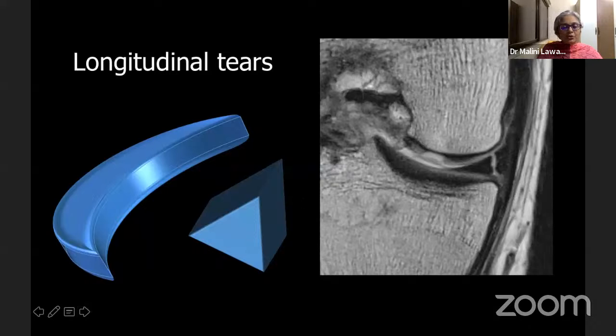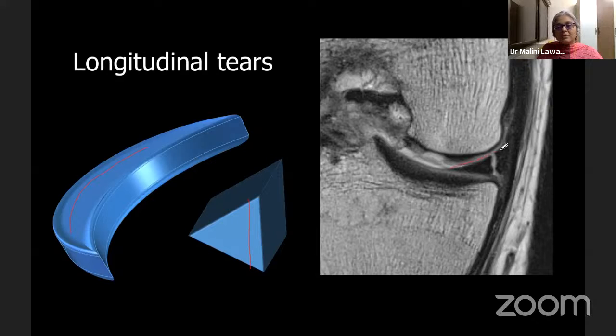Next, coming to longitudinal tears. How do longitudinal tears look? They are in the peripheral third of the meniscus, normally in the vertical plane. So if we look from the surface, this is how the longitudinal tear will go. It will follow the shape of the meniscus in the peripheral portion. And this is what we see here.